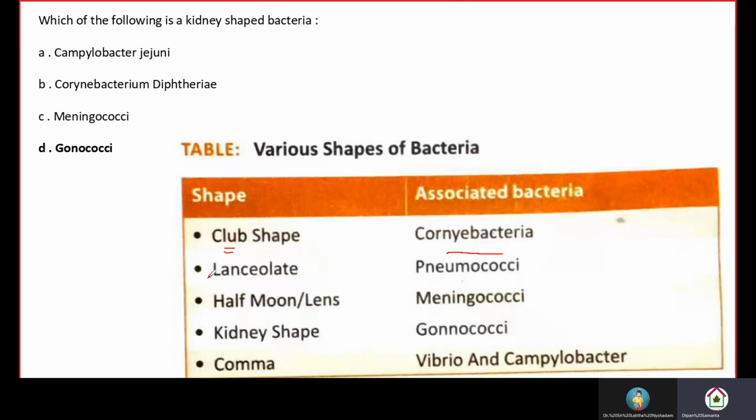Club-shaped, Corynebacteria. Gonococci, kidney-shaped. Half molar lens, meningococci. Lanceolate, pneumococci. Comma-shaped is Vibrio cholerae, very common, like this, and Campylobacter as well. So these shapes must be remembered. These are some of the common shapes that are asked in FMGE.